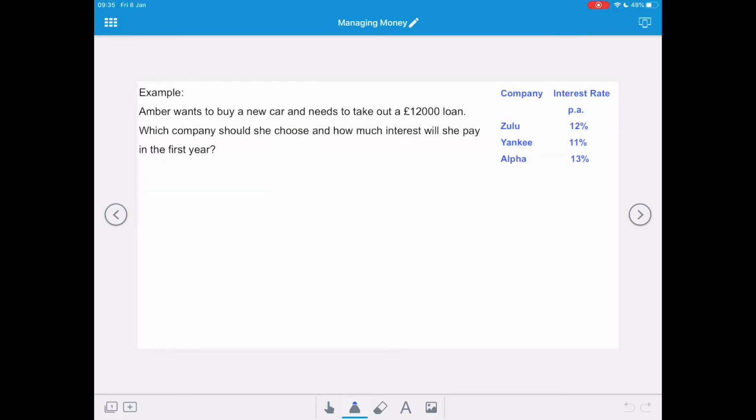Now in this example, Amber wants to buy a new car and needs to take out a £12,000 loan. Which company should she choose and how much interest will she pay in the first year? So we've got three companies. The interest rate is PA, which means per annum, which is per year.